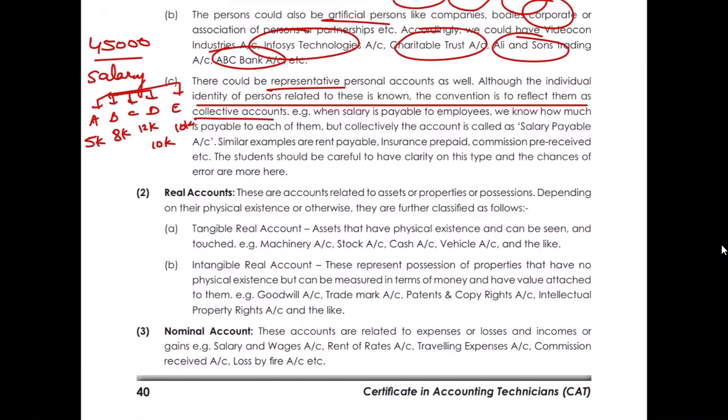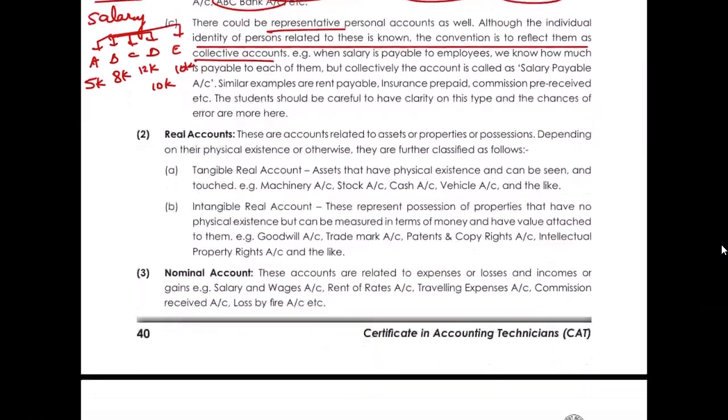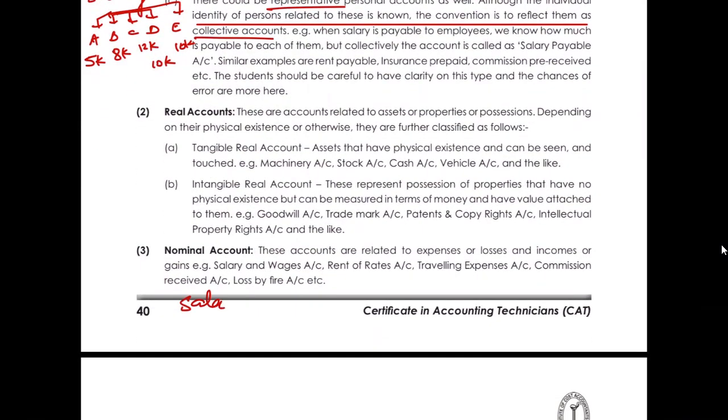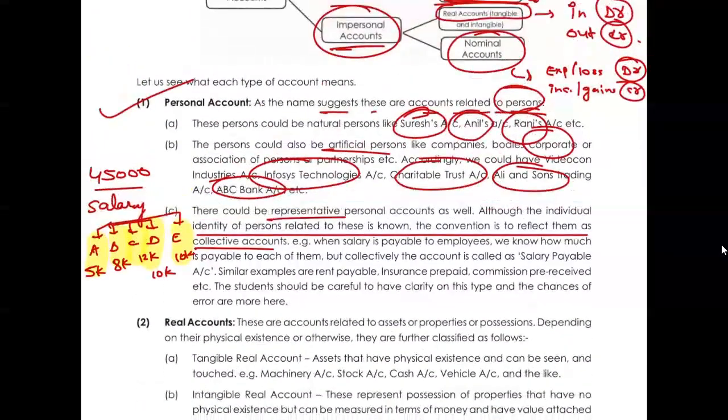If I have paid the salary, that is my expense. But in accounts, what can I do? I can do just one entry: salary account debited with the whole 45,000 itself. So what does this salary account represent? It represents the salary paid or to be paid to A, B, C, D, and E. This is a collective account for different persons. That is the reason it is called the representative personal account.